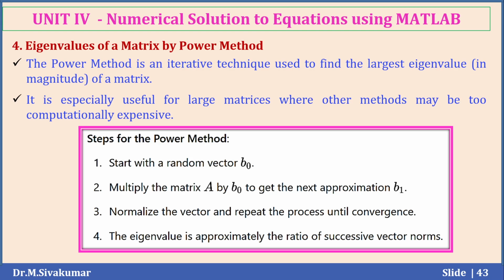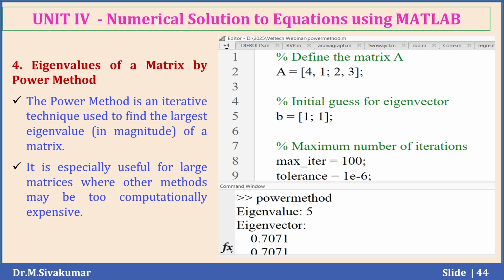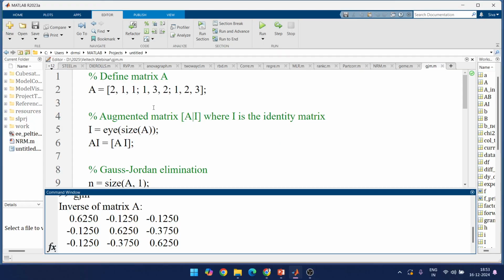The power method is an iterative technique used to find the largest eigenvalue in magnitude of a matrix, and it is especially useful for large matrices where other methods may be too computationally expensive. This is a simple example. Let us see the example for the power method.